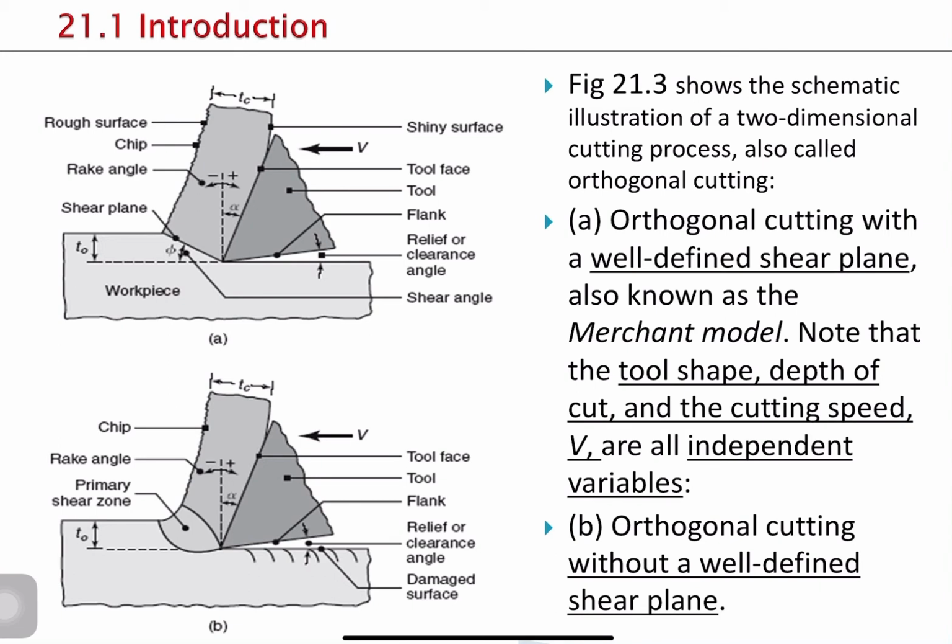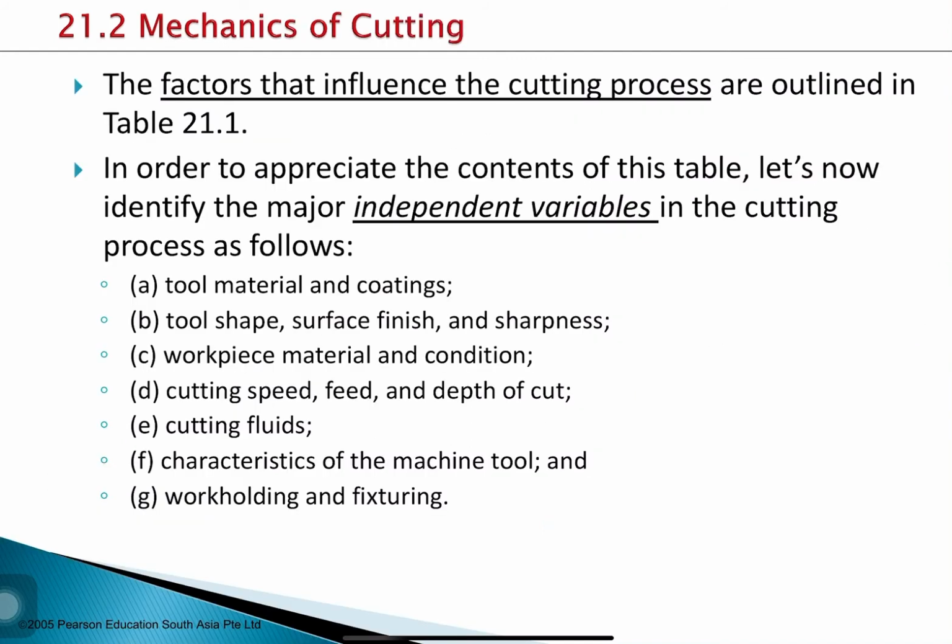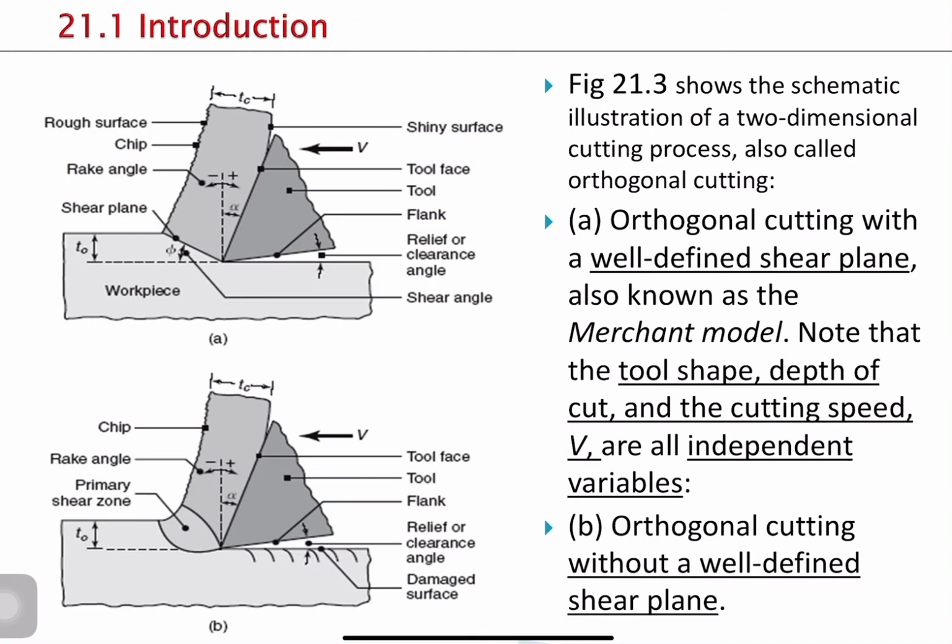So the chip and the workpiece are elaborated so that you can see the angles involved in cutting. The tool is in contact with the chip. And V is the cutting speed.